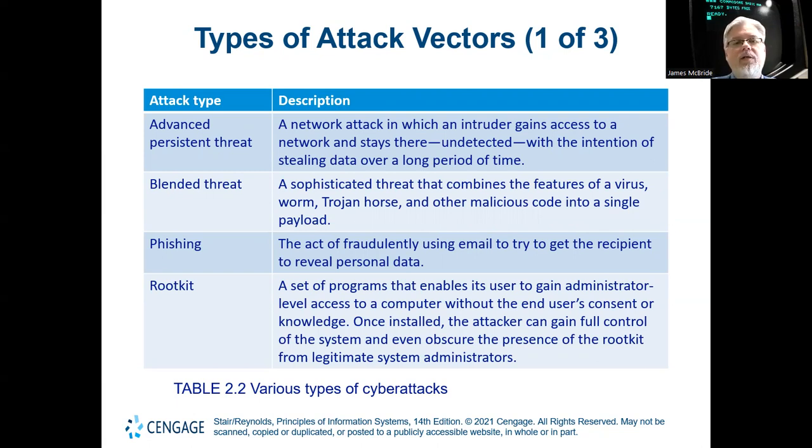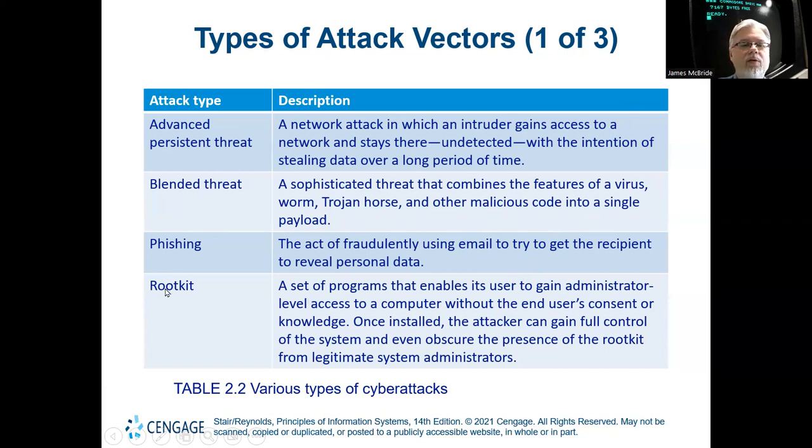So an advanced persistent threat is something that is always there and undetected. In other words, you haven't thought of it, and that's dangerous. Those kinds of things do happen. Then you have a blended threat, which is very dangerous because it's using a virus or a Trojan horse and also doing something else, malicious code in a single payload. Let's use a virus to get into the system, and then we'll open up a back door to two separate things. Phishing, the act of fraudulently using email specifically to try to get the recipient to reveal personal data. That's used all the time.